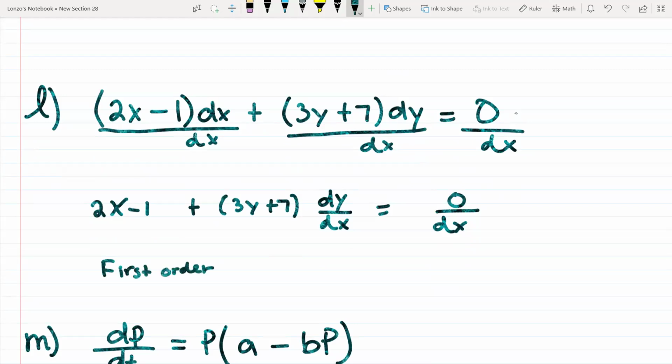Then we got to check if it's linear. This has a coefficient of 1. This has a coefficient of 3y plus 7. It's fine as long as it does not have a y in it. Oh, it does have a y. So it can't have the same variable as the top. So this makes it nonlinear.